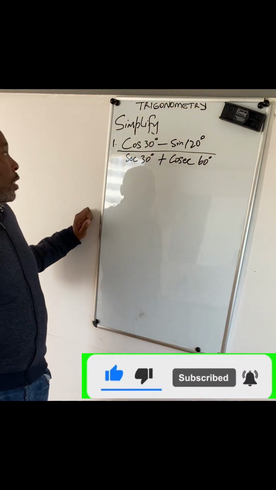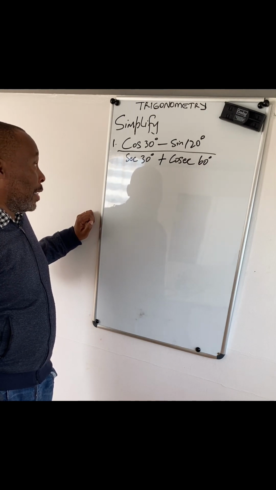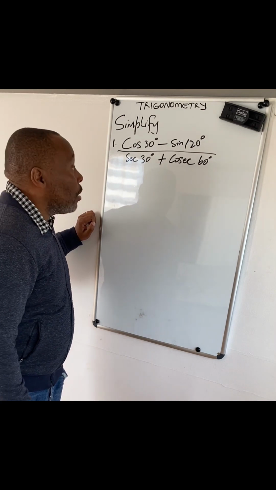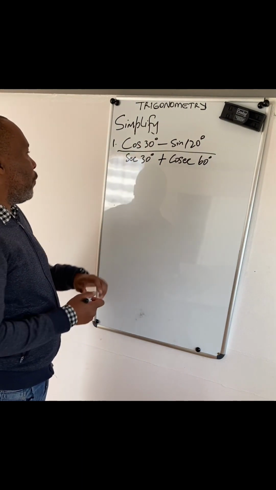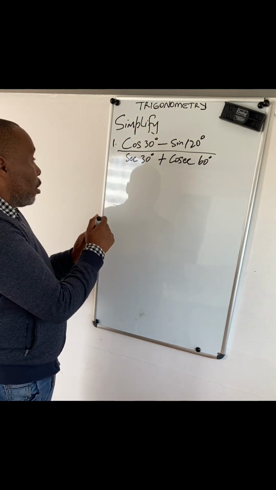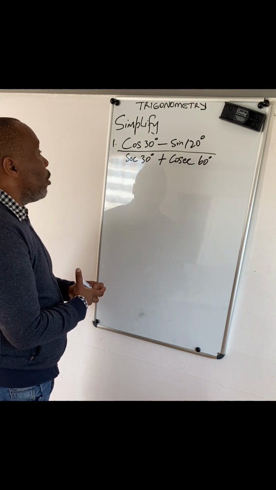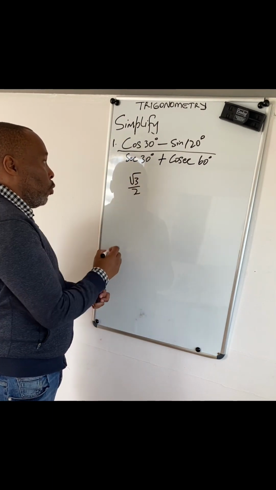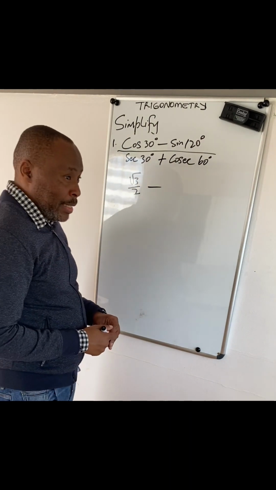We are given this to simplify, still trigonometry: cos 30 degrees minus sine 120 degrees, divided by sec 30 degrees plus cosec 60 degrees. Right, cos of 30 is in the first quadrant, where cos is positive, so it remains positive. And we are given cos 30, which is root 3 over 2, minus the sine of 120 degrees.